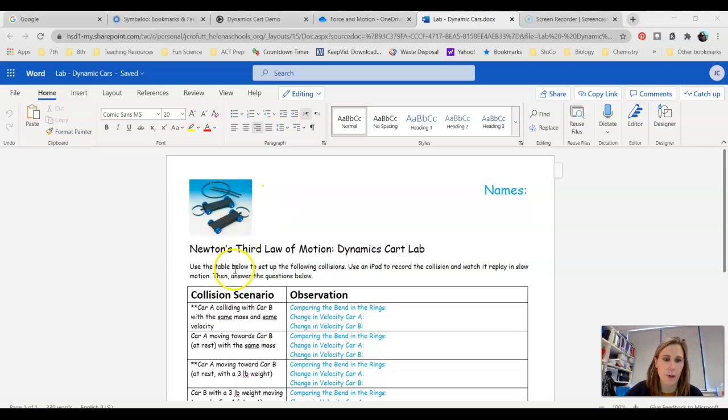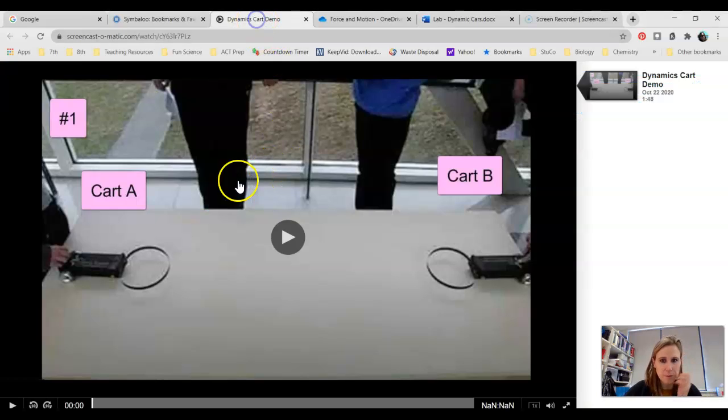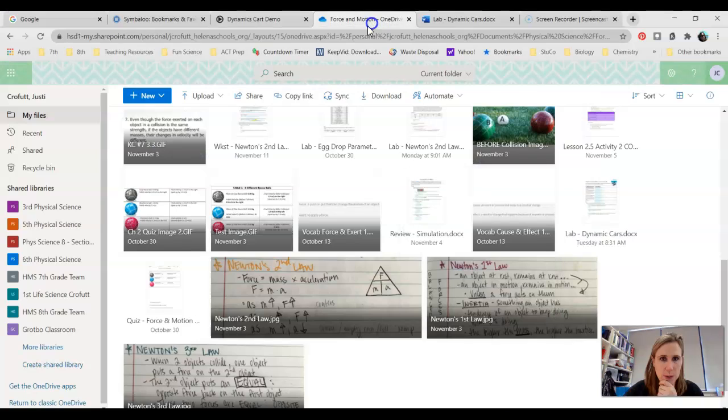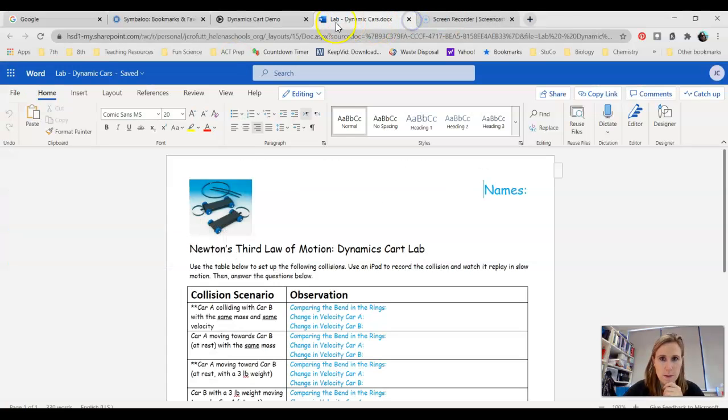I'm going to do this first example for you and show you the video that you'll be using to collect data. In the first part of this video, you can see cart A, cart B, and number 1 as well. This one right here is number 1. Cart A is going to collide with cart B, and both carts are going at the same velocity and have the same mass. We haven't added any weight to either cart.